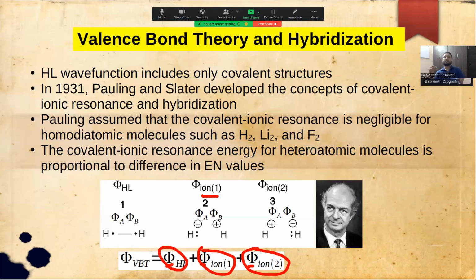These are the assumptions of the Pauling and Slater theory, which introduced the concept of covalent-ionic resonance between covalent and ionic structures into the original valence bond theory developed by Heitler and London. Later, Pauling developed the concept of hybridization. Let us see now how this concept originated.